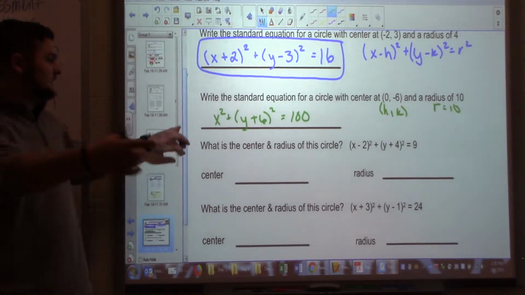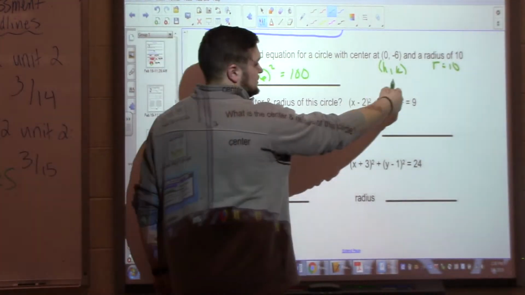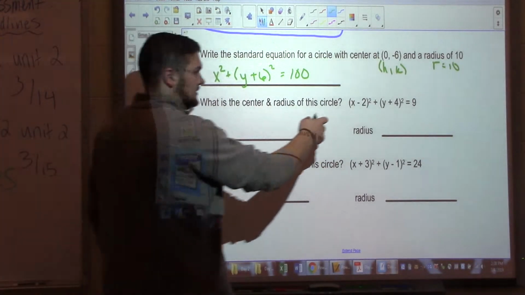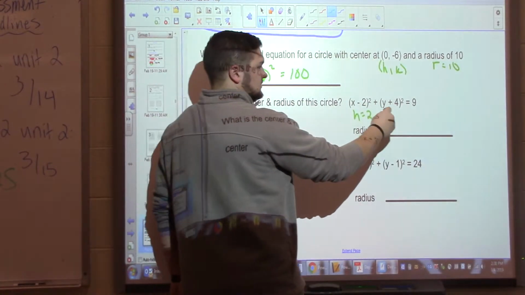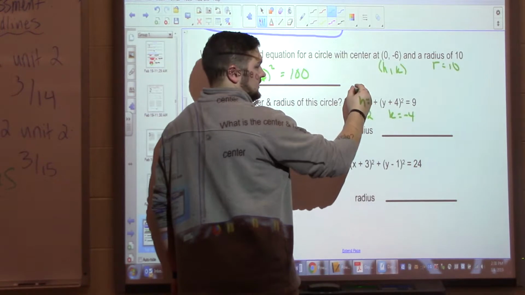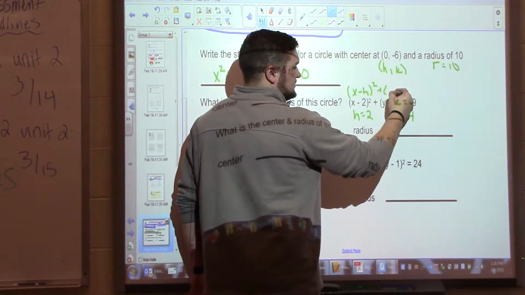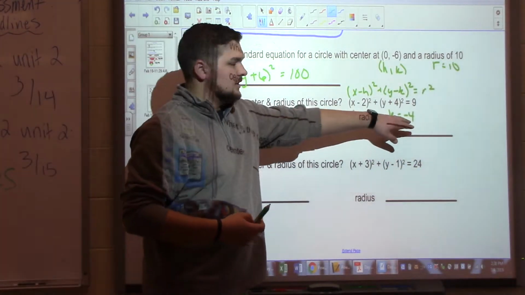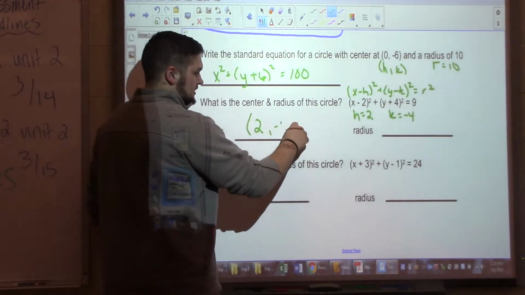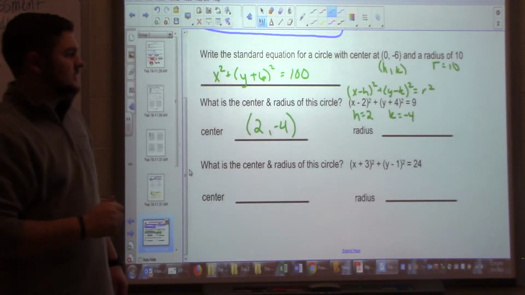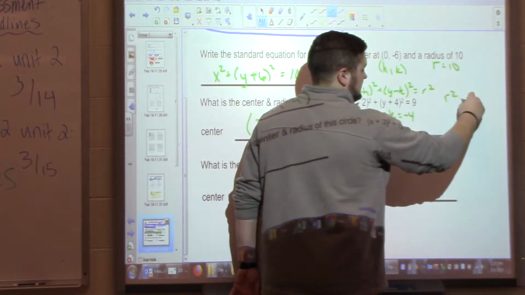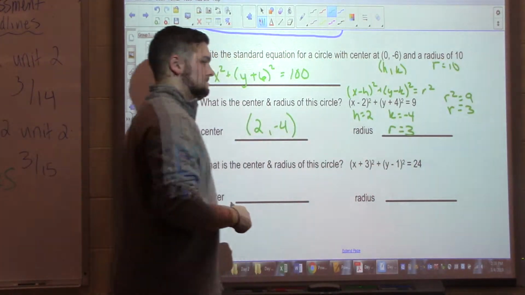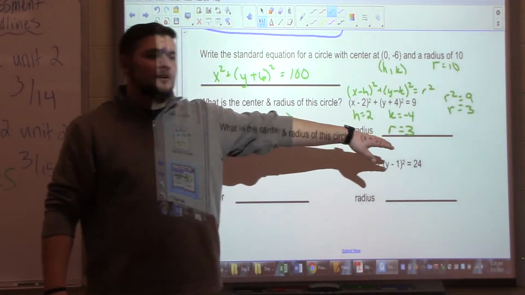Alright, let's go the opposite way. We're going to give you the equation: (x minus 2) squared plus (y plus 4) squared equals 9. Well, let's find our h, let's find our k. H equals 2. K equals negative 4. We have (x minus h) squared plus (y minus k) squared equals the radius squared. So if h is 2 and k is negative 4, that means my center is 2, negative 4. The radius squared is 9, that means my radius is going to be 3.